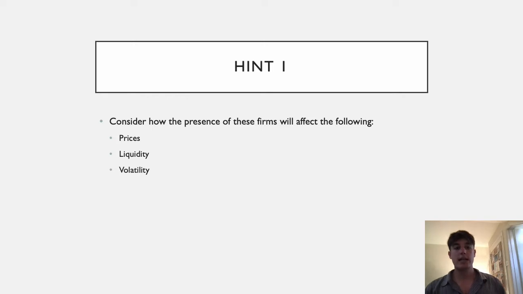Okay, so my first hint, and in fact my only hint, is think about the following factors. First is prices. How is the presence of financial firms operating in the market, referring back to that extract, recall? Think about what they said in the extract. How is that going to affect price in the market? How is it going to affect liquidity in the market? And how is it going to affect volatility in the market?